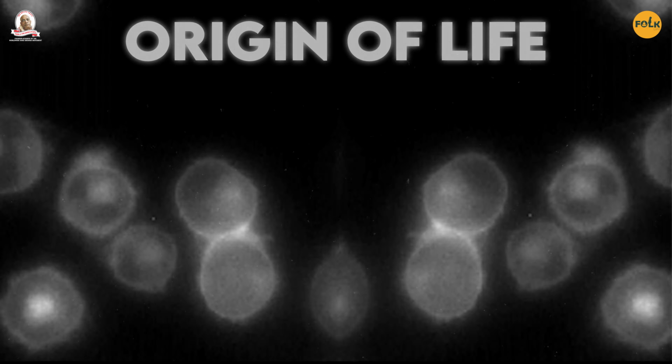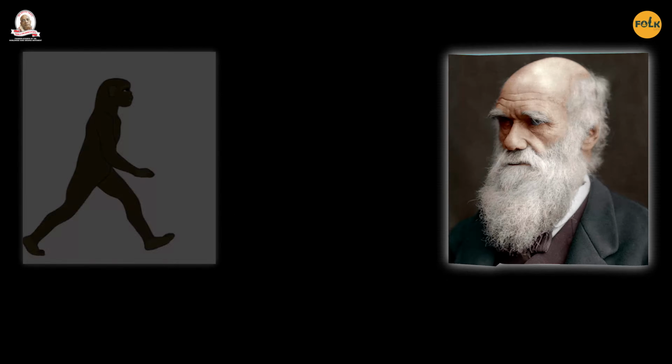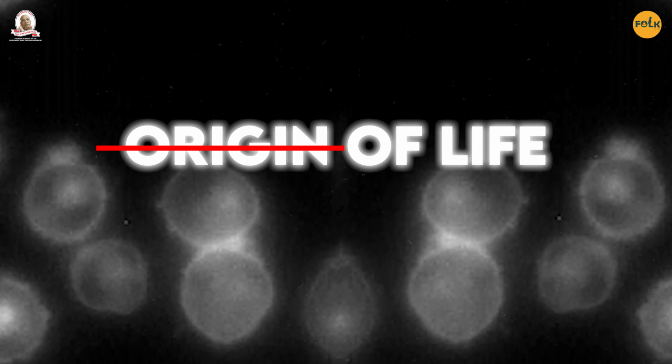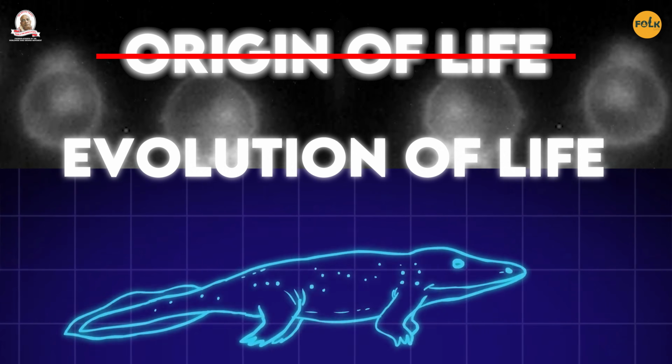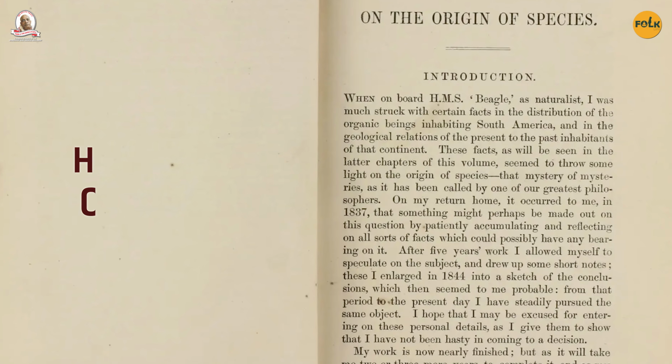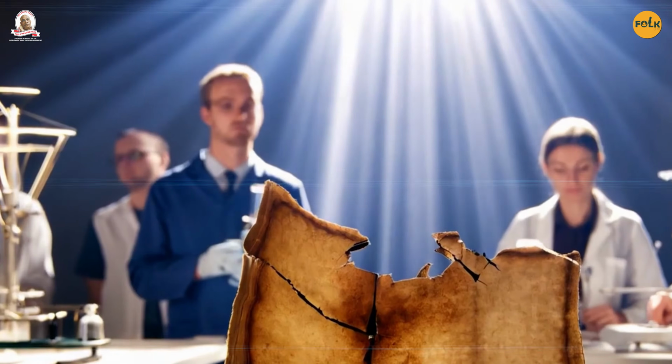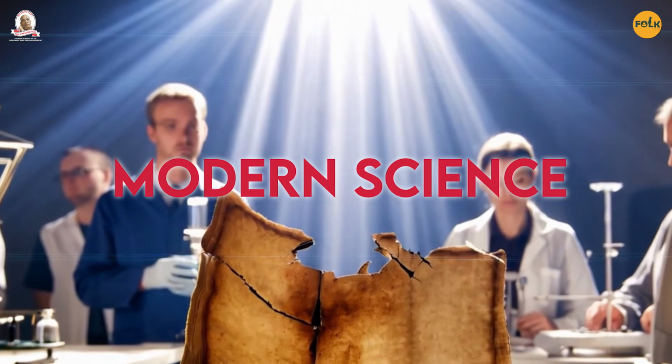Whenever we talk about the origin of life, most people immediately think of Darwin's theory of evolution. But in reality, Darwin's theory does not explain the origin of life. It only speculates on how life may have evolved after it came into existence. So how did life originate? Even today, modern science doesn't have a proven explanation.